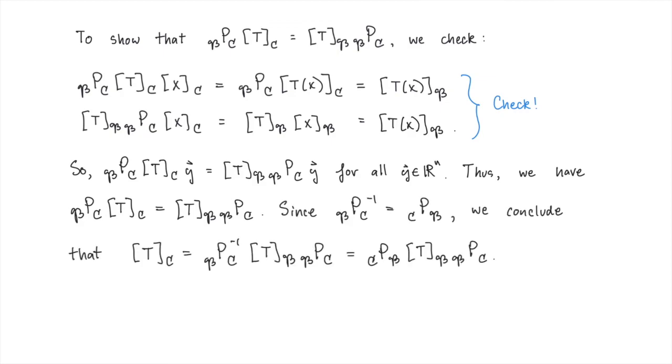Now, since change of basis matrices are invertible, we can multiply on the left by the change of basis matrix from C to B to get the version in the lemma. This completes the proof.